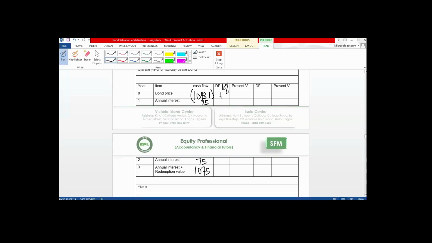For year 0 is 1, year 1 0.909, year 2 0.826, year 3 0.751. Now get your present value. 1 multiplied by the cash flow, 1043.1. This is negative. 0.909 multiplied by 75. Please multiply. Give me the figure. 68.2. 68.2. Next.